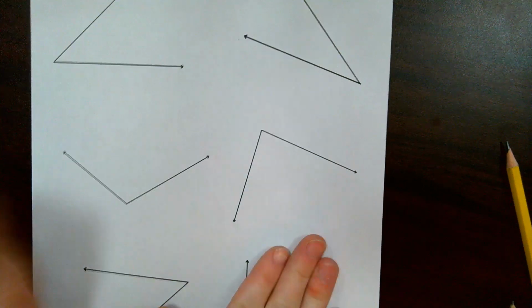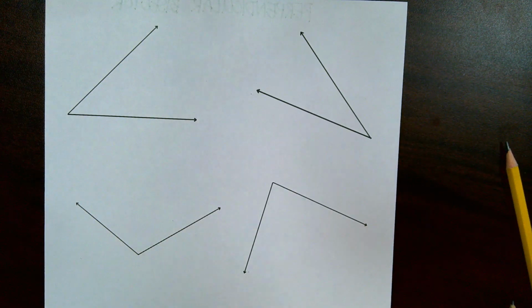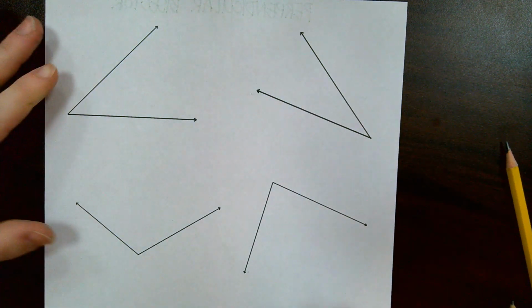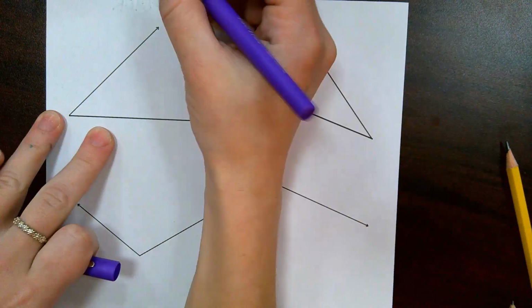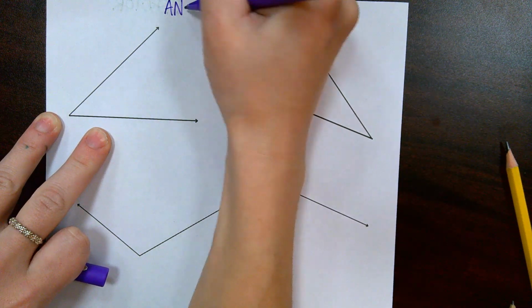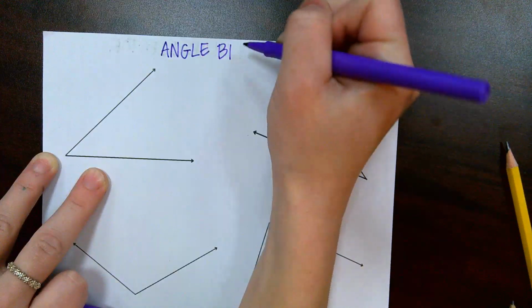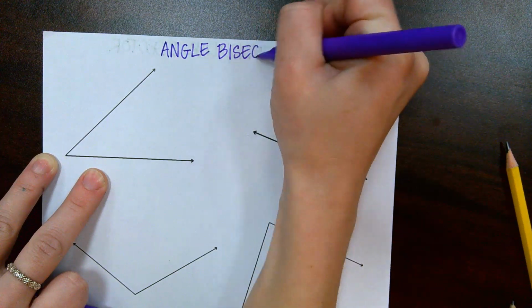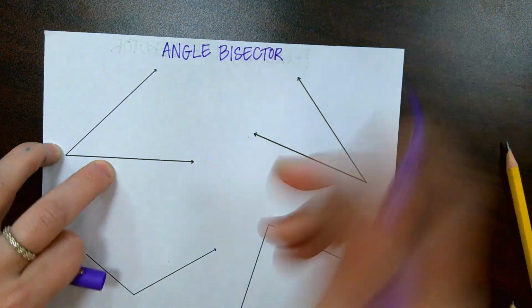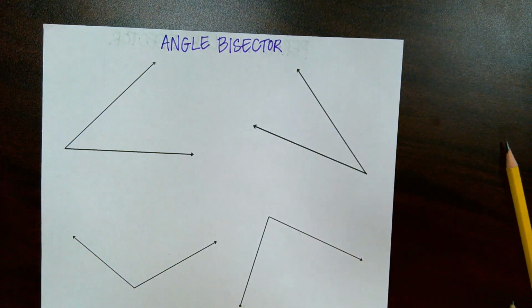Okay, we are going to learn something different now. Instead of a perpendicular bisector, we are going to do an angle bisector. So, also on that page that I gave you, you will see that there is a little guide for how to construct this. Looks like this.